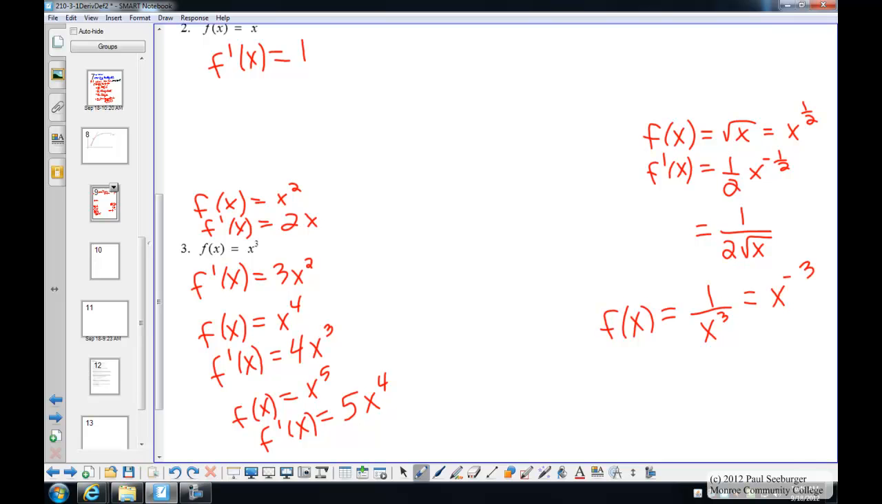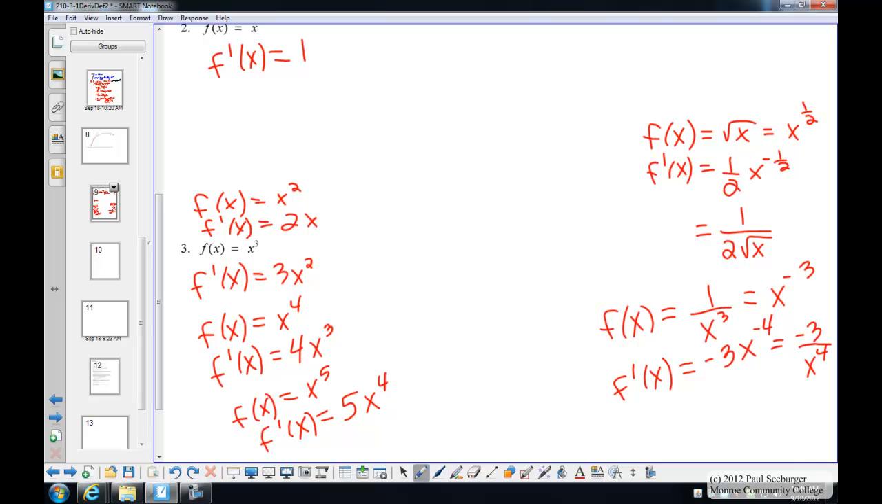X to the negative third. So using this thinking of bringing the exponent down front, we get negative 3x to the, and then what are we doing with the exponent? Like we did here, we subtracted 1. Like we did over there, we subtracted 1. So here we get negative 3 minus 1, which is negative 4. Okay, we get negative 3 over x to the fourth.